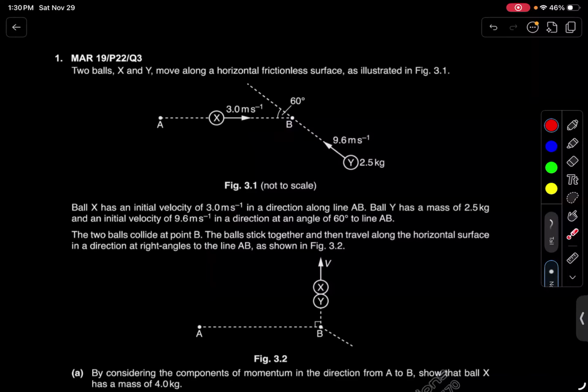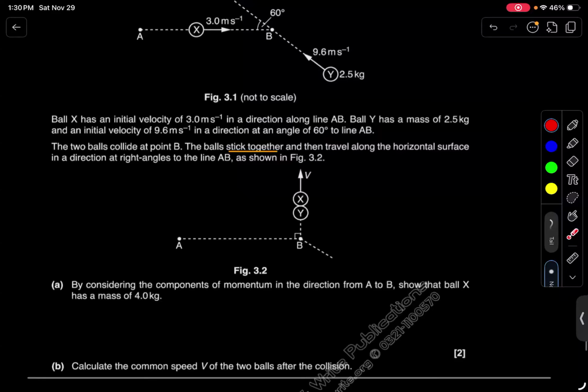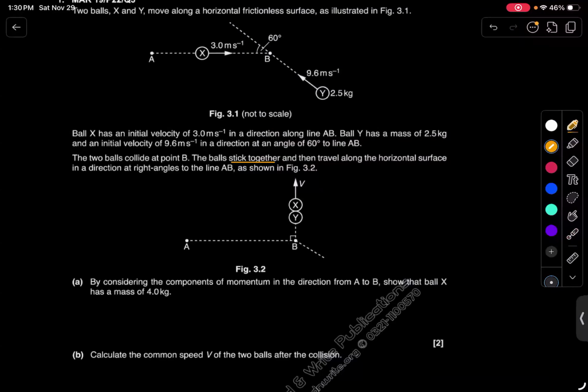Now, the two balls collide at point B. They stick together and then travel along the horizontal frictionless surface at right angles. So they travel over here. Now, this seems pretty scary. By considering the components of momentum in the direction from A to B, so he's already giving you a hint: consider the horizontal components. Why? Because A to B is horizontal. Show that ball X has a mass of 4 kg.